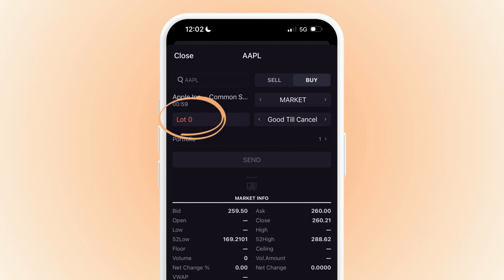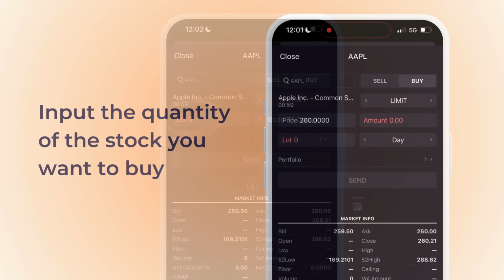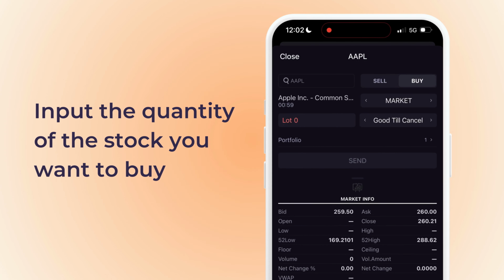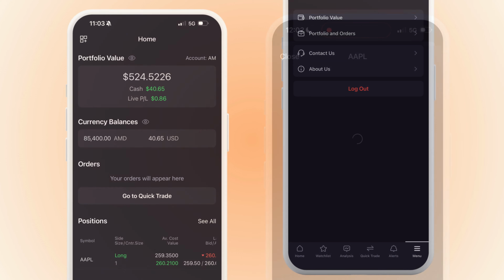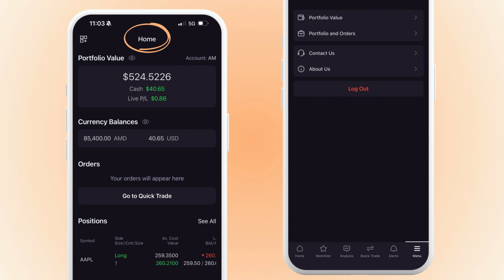In the Lot section, input the quantity of the stock you want to buy. In our case, let's buy 1 stock of Apple. Input the amount and tap on Send, then Approve. You can view your orders and portfolio information on the home screen or in the Menu section.